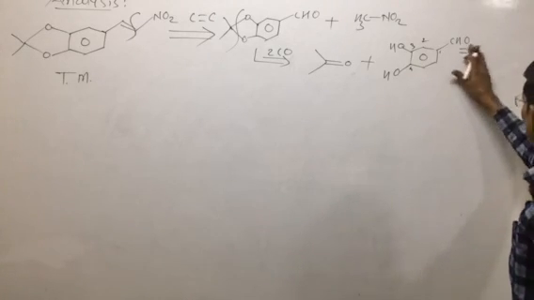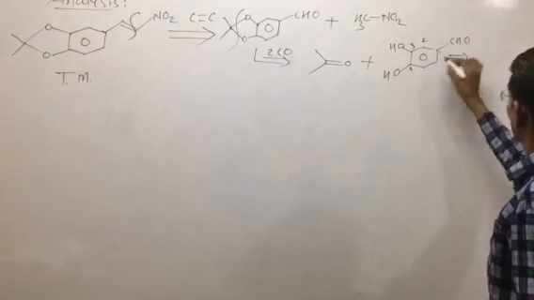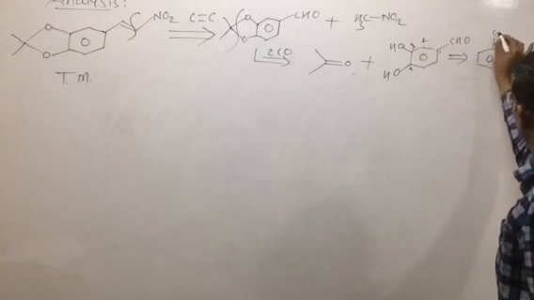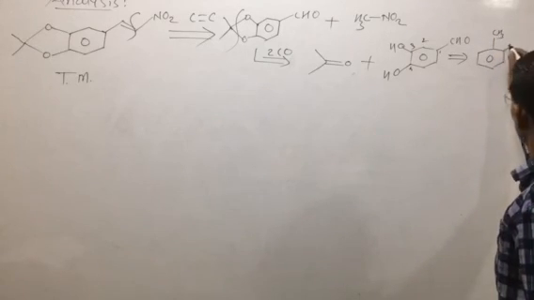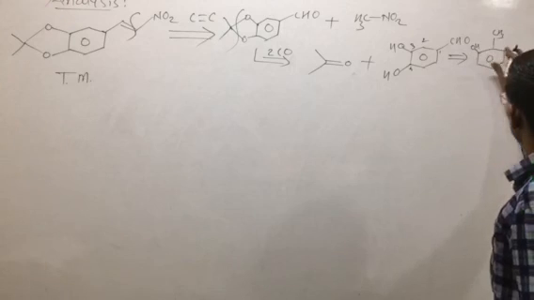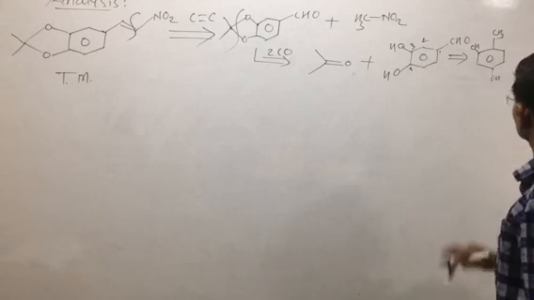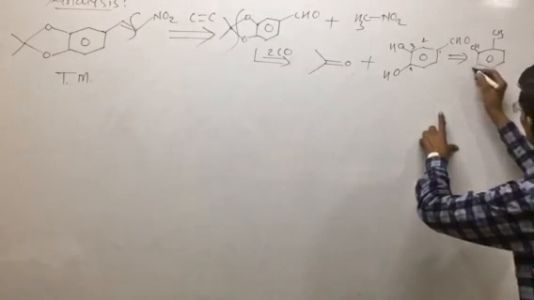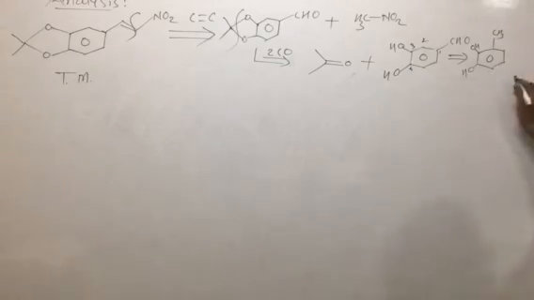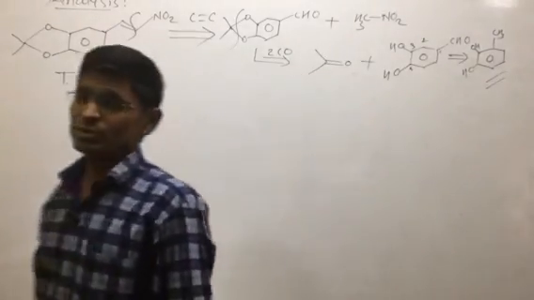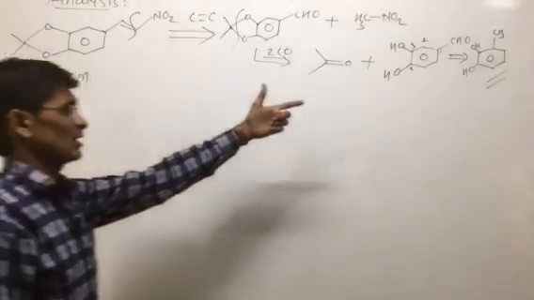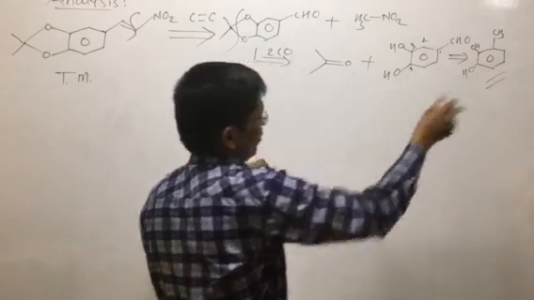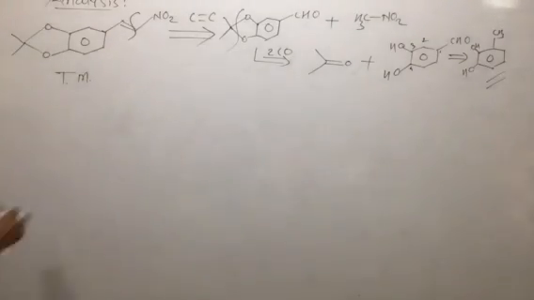If you want to do a retro disconnection of this reactant, this CHO is obtained from CH3. The hydroxy group is here, and another hydroxy group is here. This is one of the derivatives of catechol, the starting reactant molecule. Again we will disconnect it, and the starting reactant molecules are the 2,4-dihydroxytoluene.